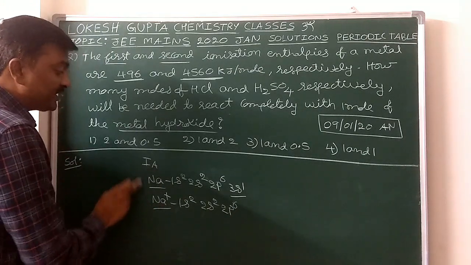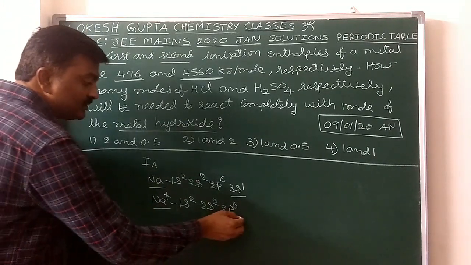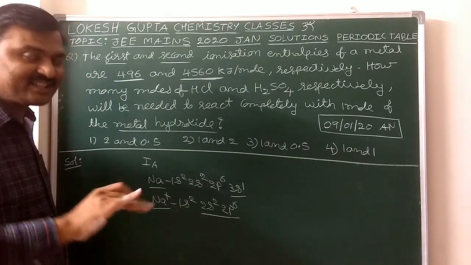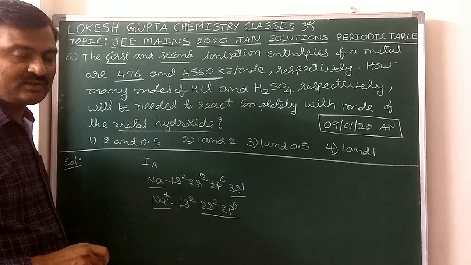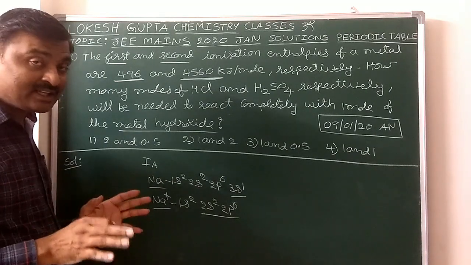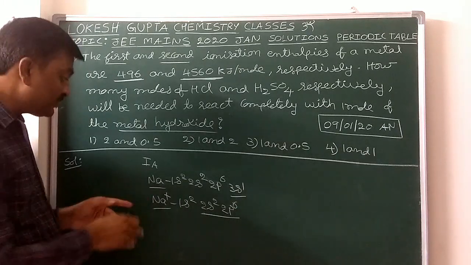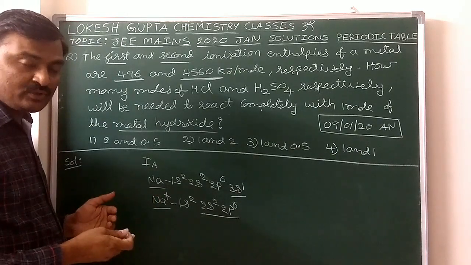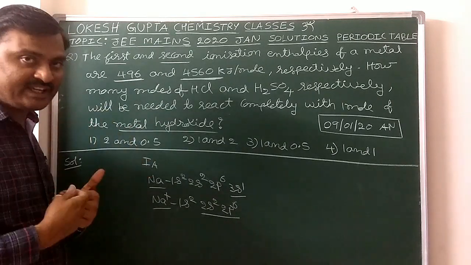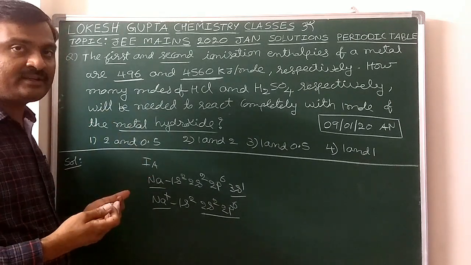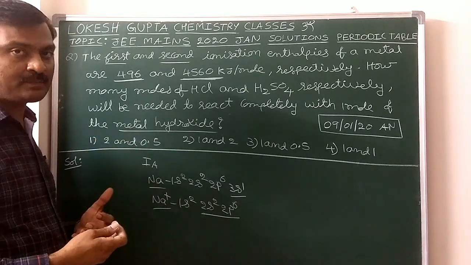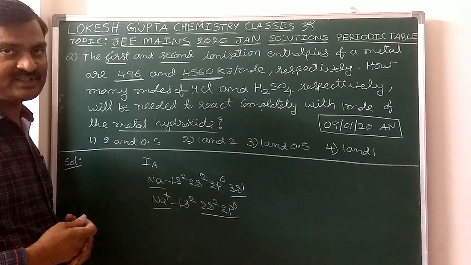Now the unipositive ions of 1A group elements have a stable inert gas electronic configuration. To remove an electron from this unipositive ion, more energy is required than we expected. So that's why from IP1 to IP2, a sudden jump is observed for 1A group elements.